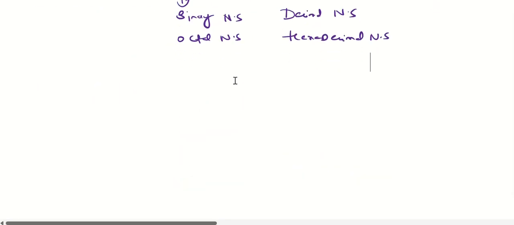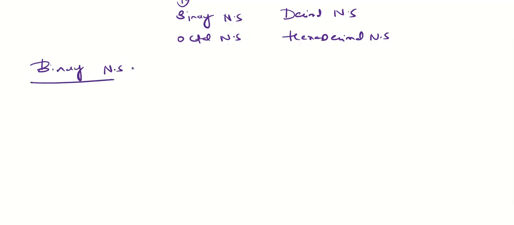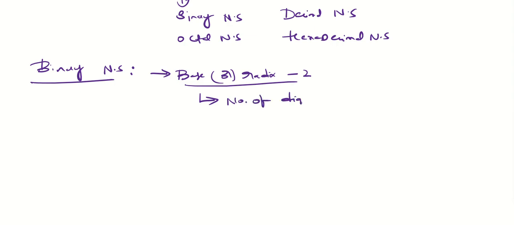Let's see the first one, the binary number system. Binary means the base or radix is equal to 2. What is base or radix? Base or radix means the number of digits used in the number system. In binary we have only two digits, zeros and ones. We don't use other numbers apart from zeros and ones. Binary number systems are used when writing programs in computers. When you write any program using C language or another language, the program must be stored in binary form only.